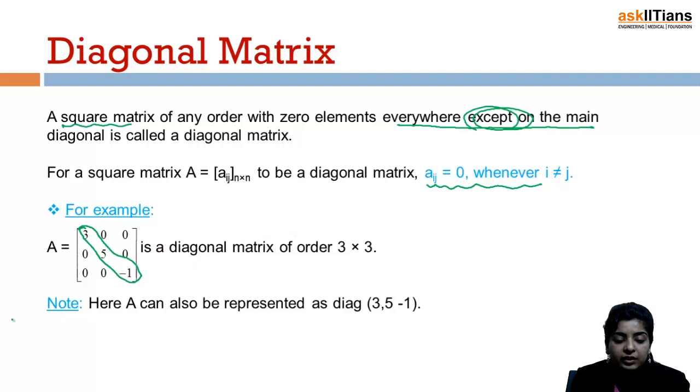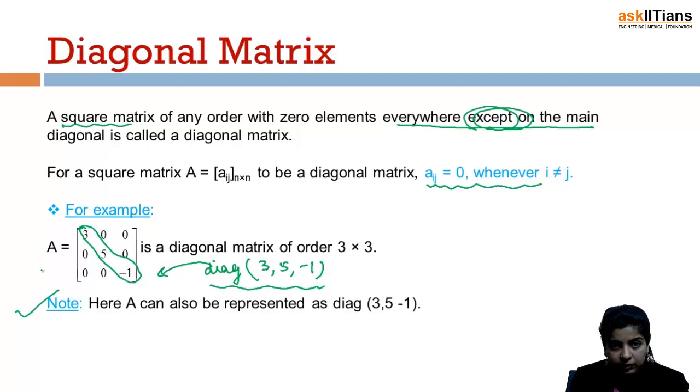Okay, another important concept here is that suppose we have a diagonal matrix of this form, then here we can write it as DIAG, that means diagonal, and you can write the diagonal elements separated by commas. So I write here 3, 5, minus 1. This denotes my diagonal matrix. So this just automatically denotes this kind of matrix. You can write the diagonal matrix in this form as well.